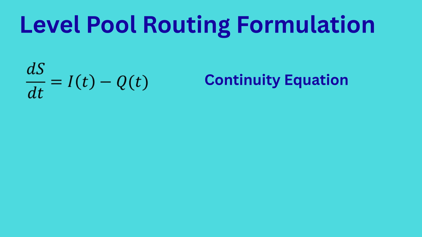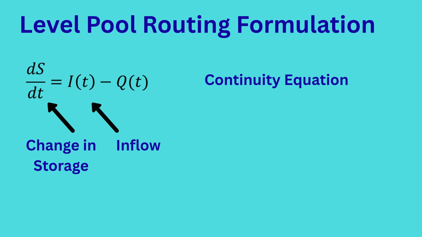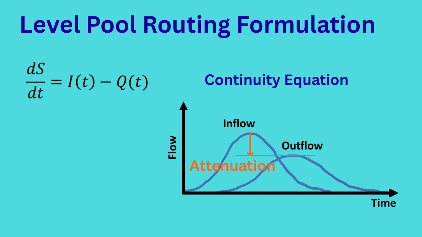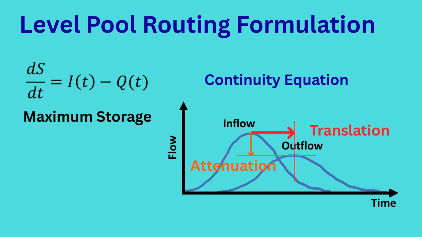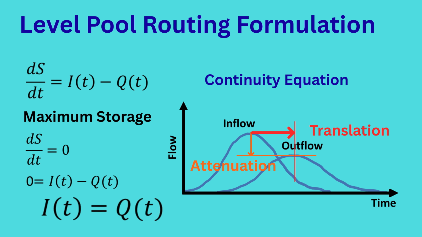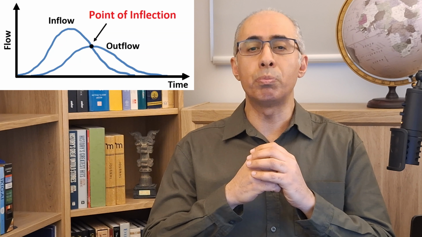To derive the level pool routing formulation, we start with the continuity equation. The change of storage over time, dS over dt, is equal to inflow minus outflow. Similar to channel routing, the inflow hydrograph is expected to attenuate and translate after going through a reservoir routing. If we want to look for the maximum storage during this process, we need to solve dS over dt equal to 0. Referring to our continuity equation, we will get 0 equal to I minus Q, or inflow is equal to outflow. This means the storage reaches its maximum at the point where the inflow and outflow intersect, what we call the point of inflection.